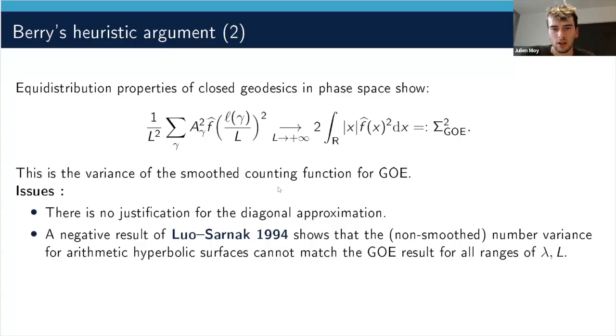there are many closed geodesics that share the same length. Actually, it's an exponential number of them with respect to the length. So, well, this is obvious on these surfaces that the diagonal approximation could not work.